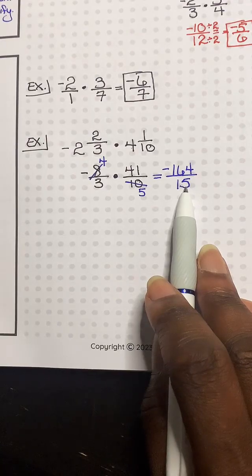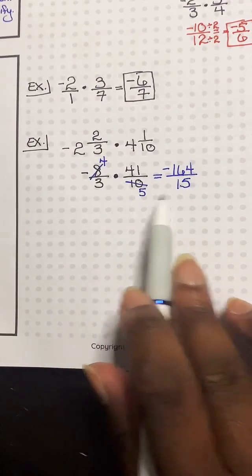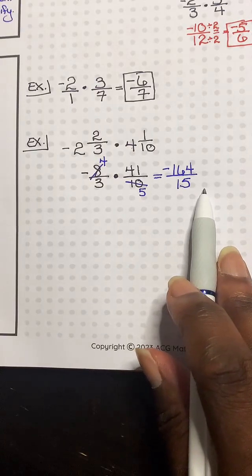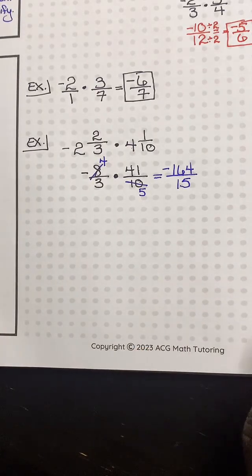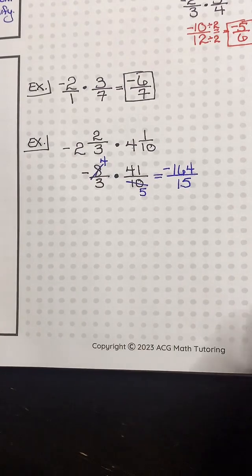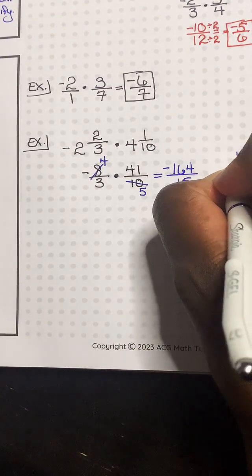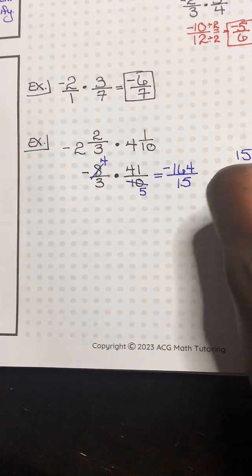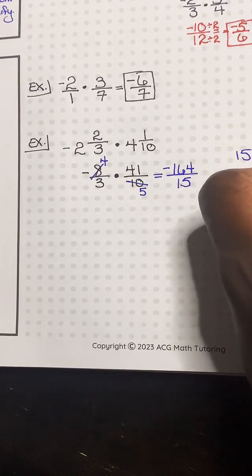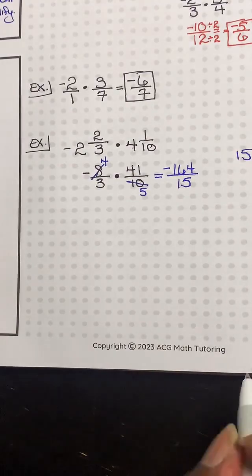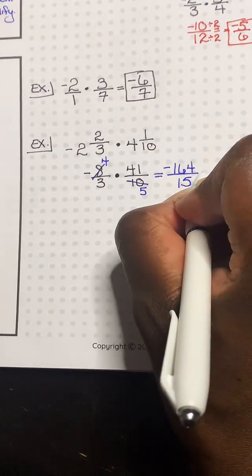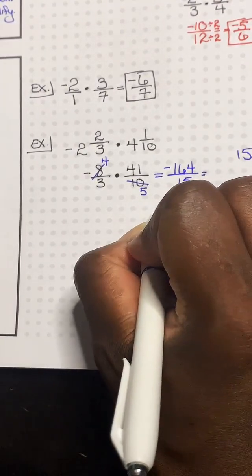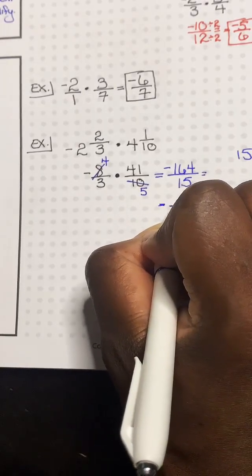Why not cross? Well, there's only one set of crosses. So we're going to divide it. Exactly. Good job, guys. All right, so we have our 15, and I know I'm going to divide my 164. I know my answer is going to be negative, so I'm going to put it down here.